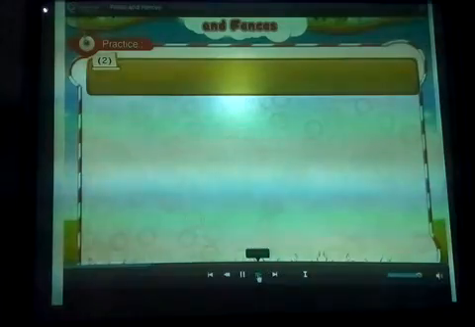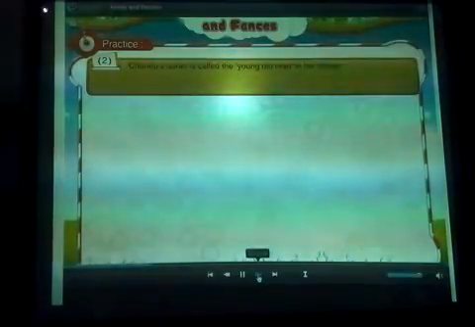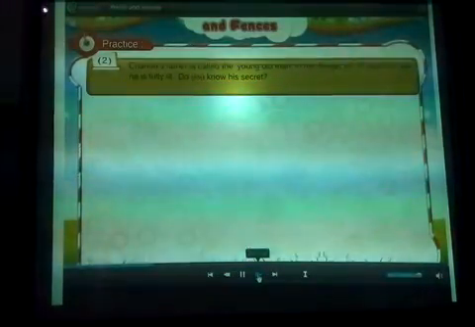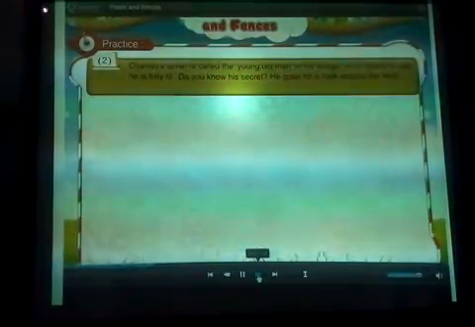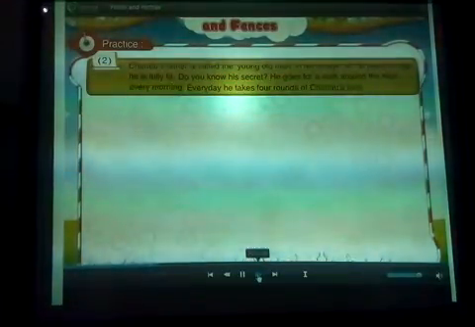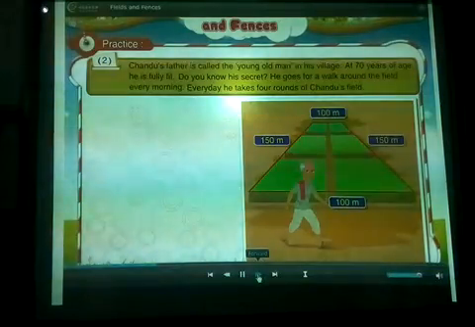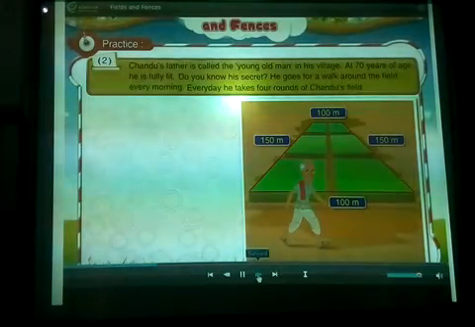Two. Chandu's father is called the young old man in his village. At 70 years of age, he is fully fit. Do you know, every day he takes 4 rounds around Chandu's field. Here, the picture of Chandu's field is shown. What is the total distance he covers?